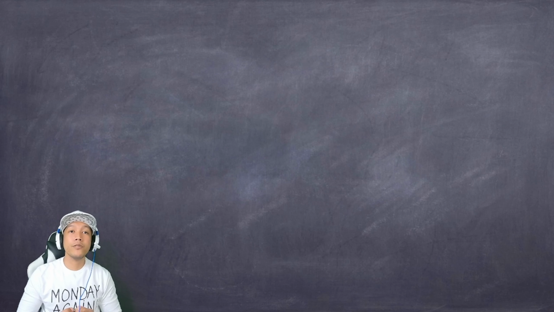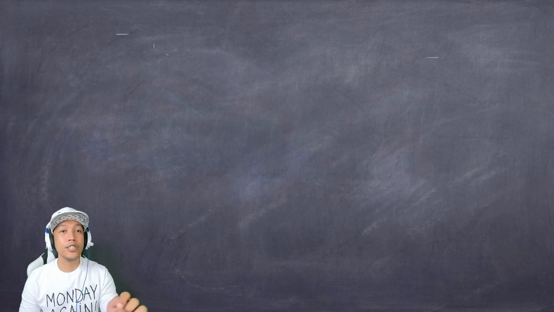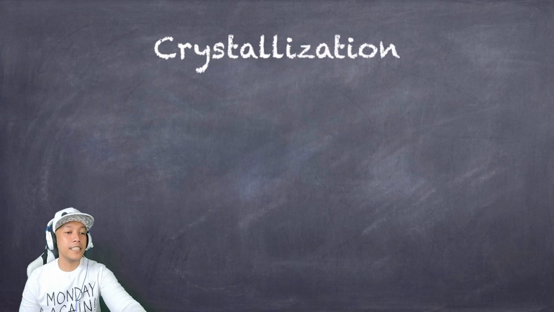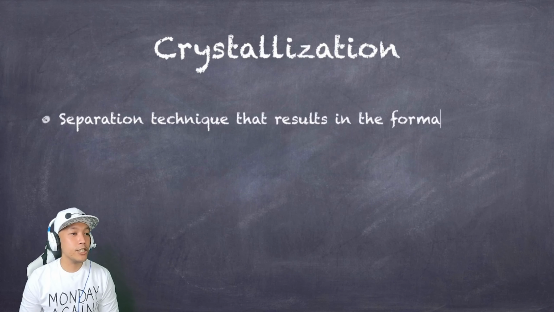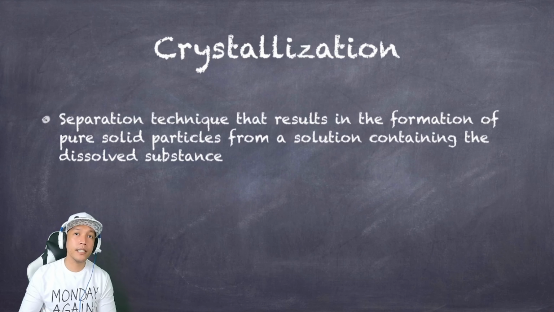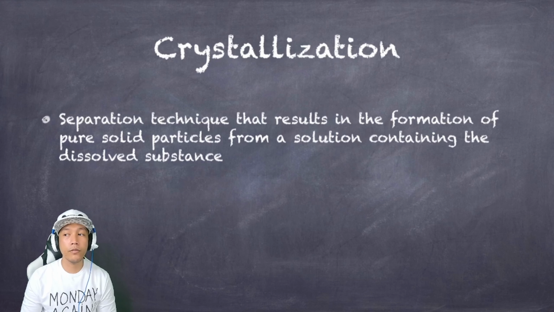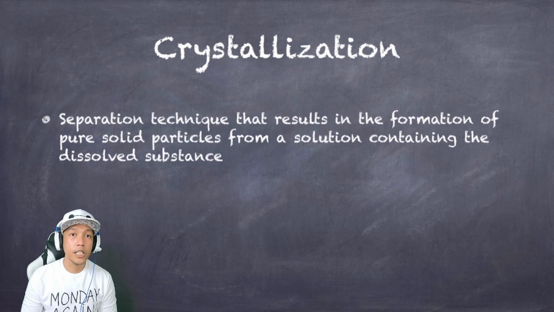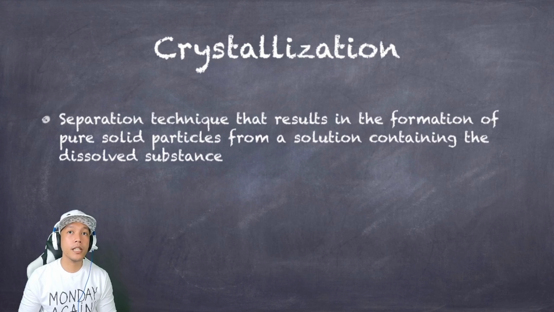Another type of separation technique is crystallization. So, let's read the definition. Crystallization is a separation technique that results in the formation of pure solid particles from a solution containing the dissolved substance. So, paano ba to? For example, you have a mixture of salt and water, ganyan, and then you let one substance evaporate. For example, yung water, yun naman ang nag-evaporate.